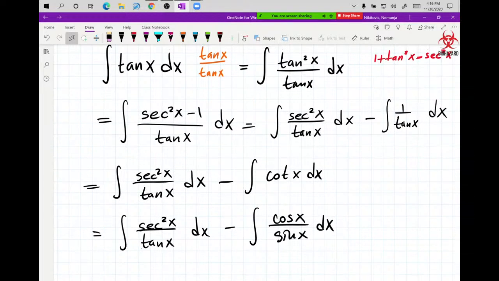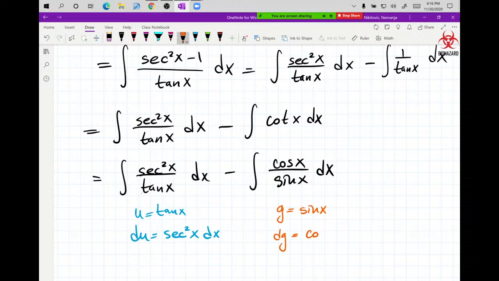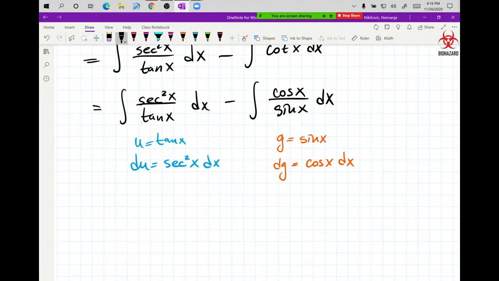But then there is this, which technically gives us the same thing. So over here, u is equal to tangent x, and then du is derivative of tangent, which is secant squared, exactly what I have on top. And the other substitution over here, g is equal to sine x, because that's in the denominator. And dg would be derivative of sine, which is cosine x, which is on top. So now when you plug this in, you are working two separate substitutions, which will feed eventually back into the same problem.